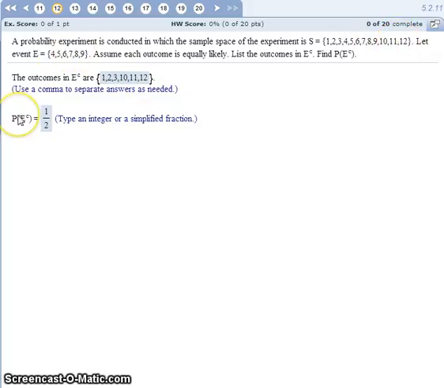And what's the probability of getting E's complement? Well, there are 1, 2, 3, 4, 5, 6 numbers here that are not part of E, that are in E's complement. And there's 12 total numbers, so 6 out of 12, or 1/2.